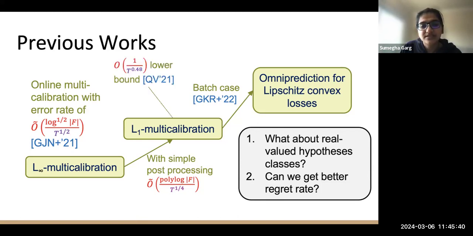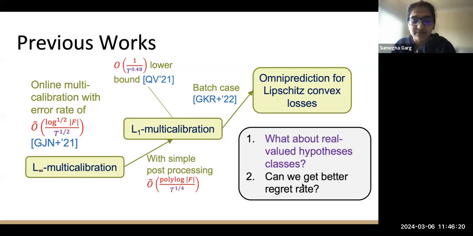One of the things in the online setting, which is not a feature of the batch setting, is that there is a lower bound of 1 by t, slightly greater than 1 by square root t. So in the online setting, you cannot achieve L1 calibration with error rate of 1 by square root t. So if we want optimal omni-prediction rates in the online setting, then we must not go through L1 calibration. Okay, so we answer both these questions to some extent.